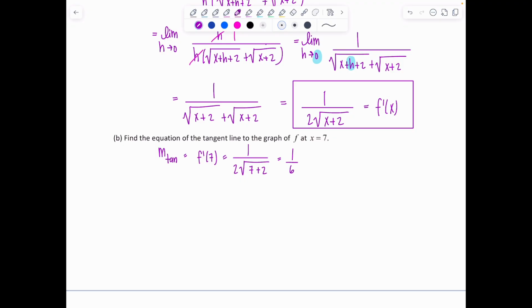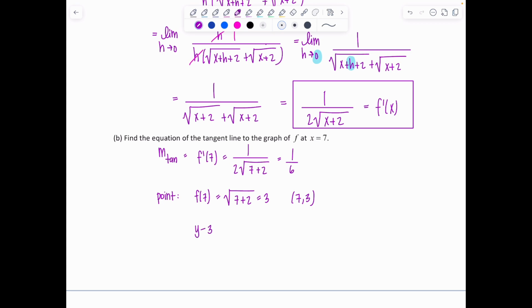Now to write the equation of a line, I need a slope. I got it. And then I also need a point. Well, where can I get the point from? They told me x is 7. So I need to know what is f of 7, the original function, not the derivative. F of 7 is square root of 7 plus 2, which is 3. So the point is 7 comma 3. So just use point slope form now. Then you should be on your merry little way.